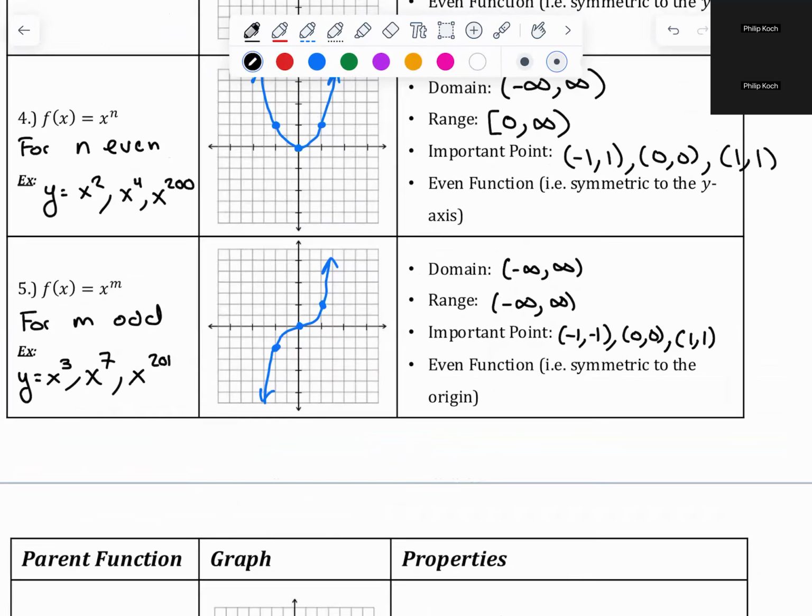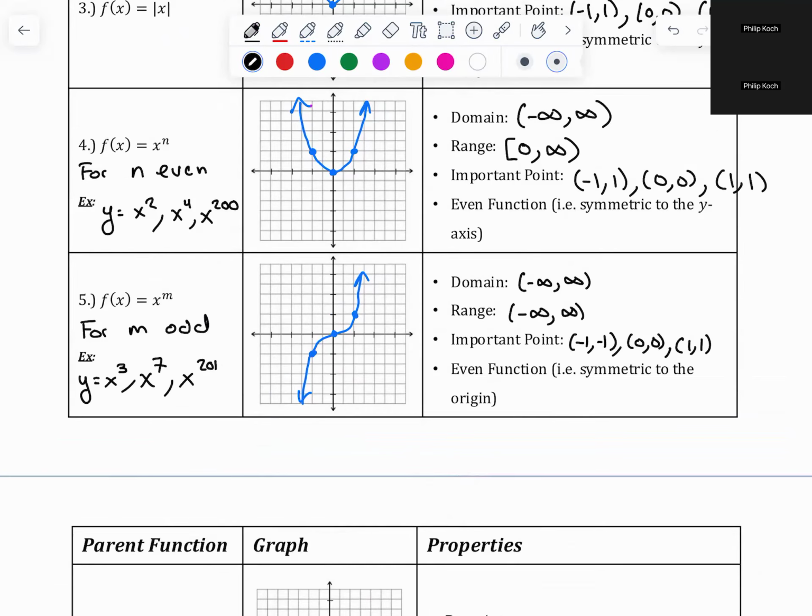So the textbook will only cover x squared and x cubed, but I don't think that's helpful. It works for any odd power. They always look like that. They always have this cool squiggle shape.